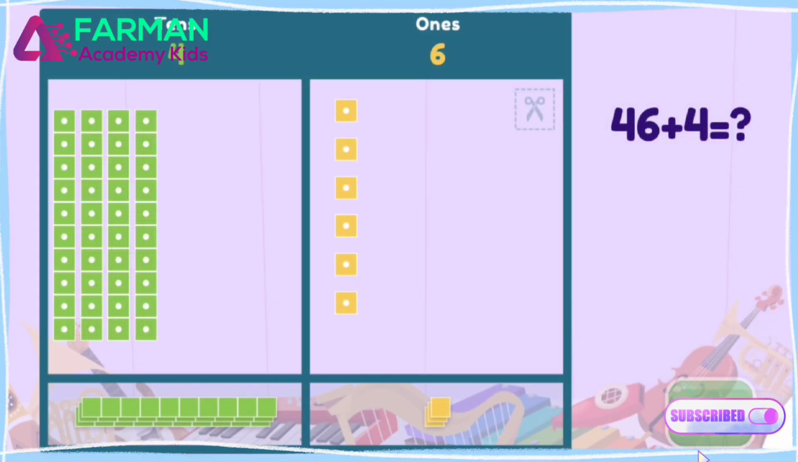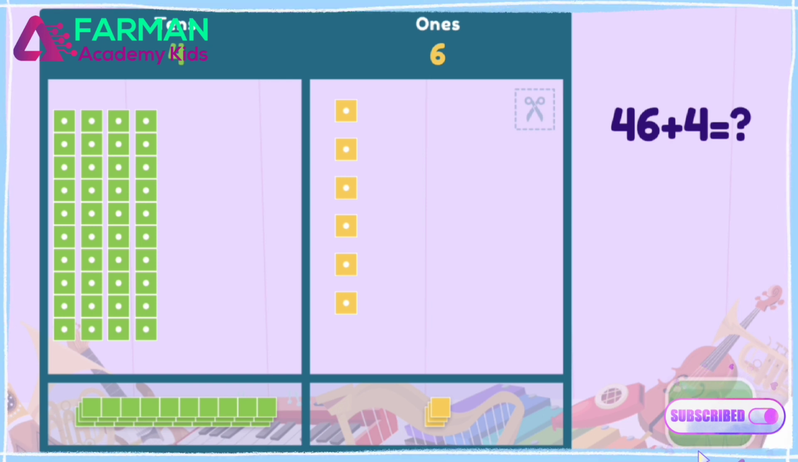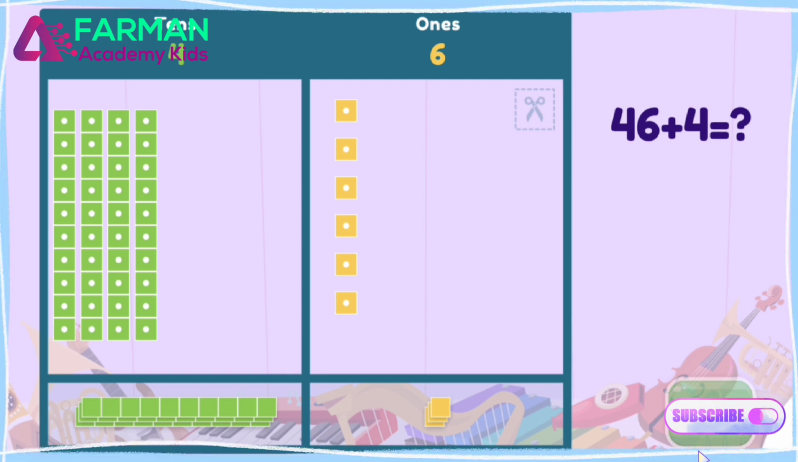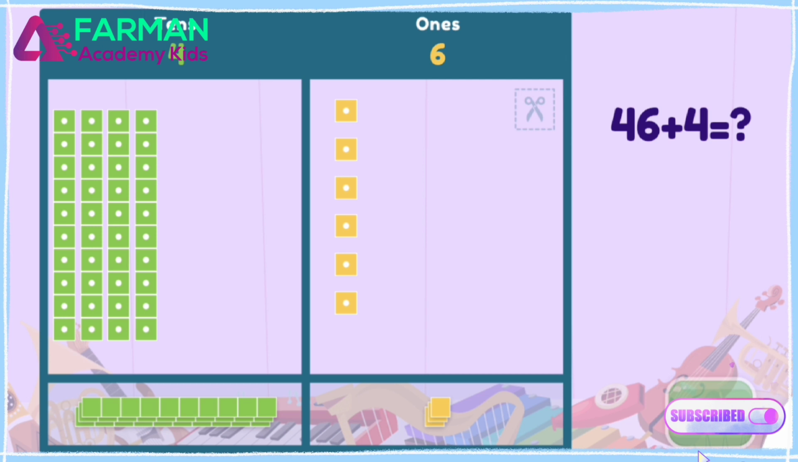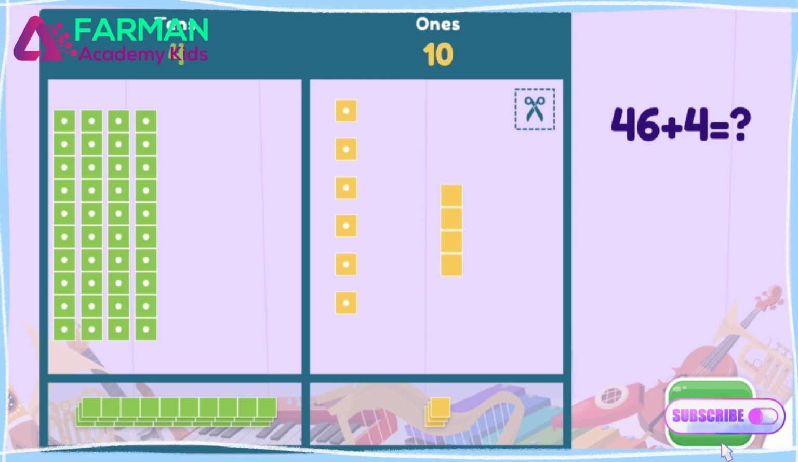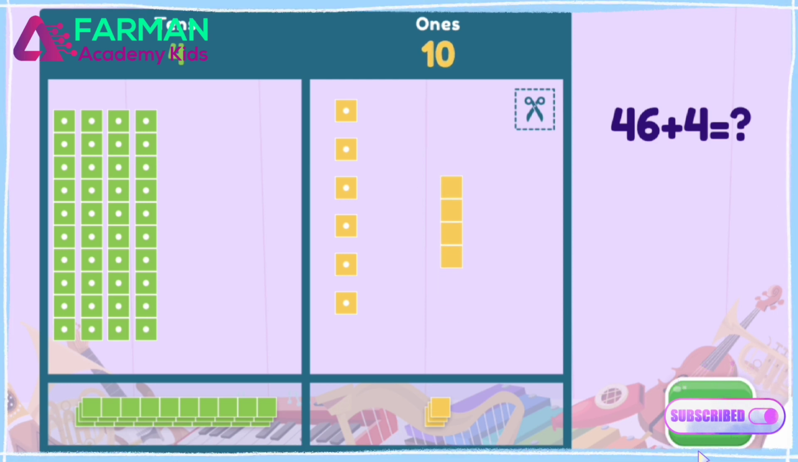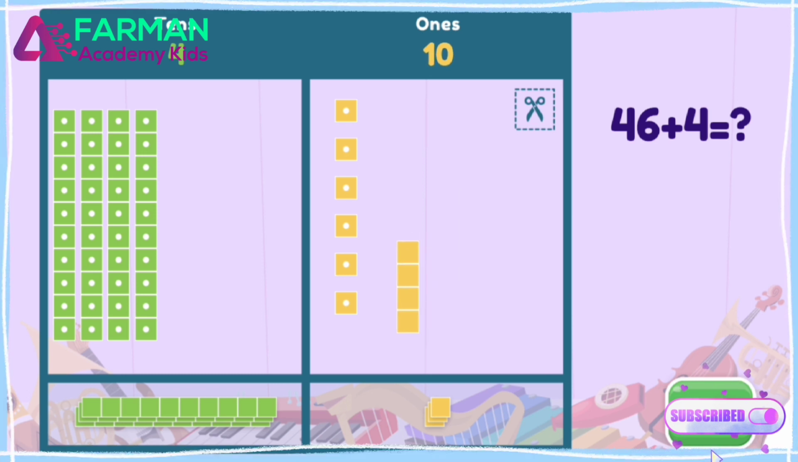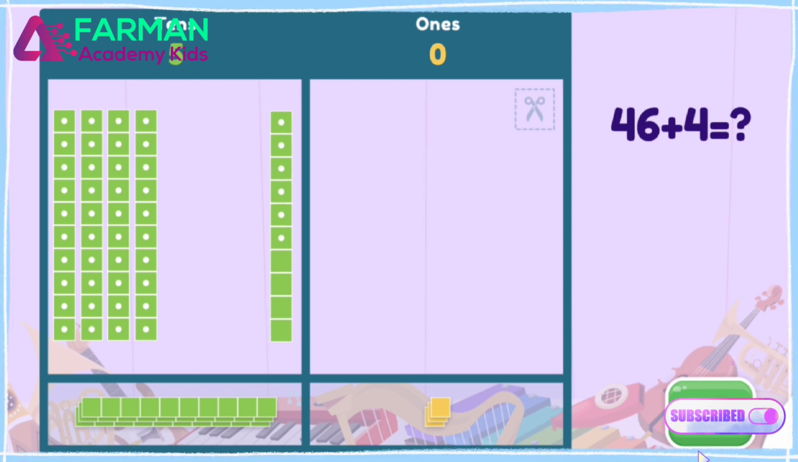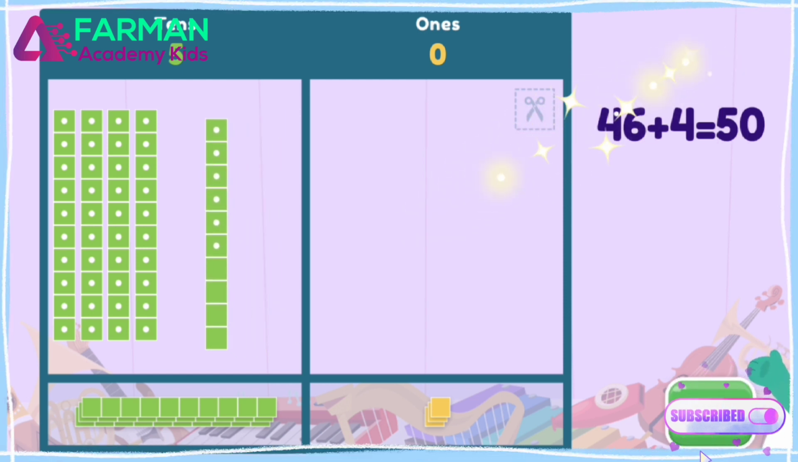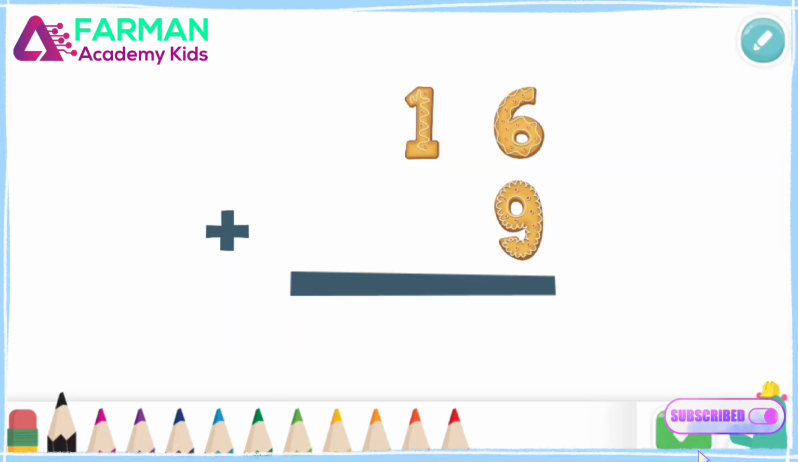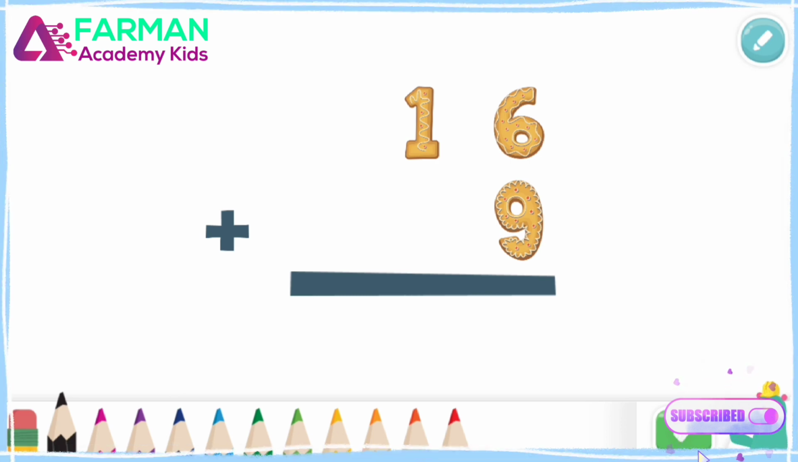Let's do some addition. Solve the equation by adding 46 plus 19. 10 blocks make 1 rod. Yay! Start with the ones place. What is 6 plus 9? Press the green button when you're done.